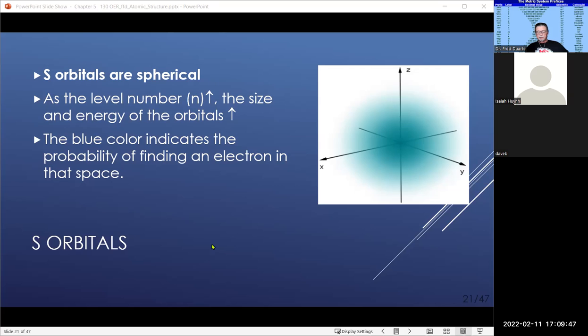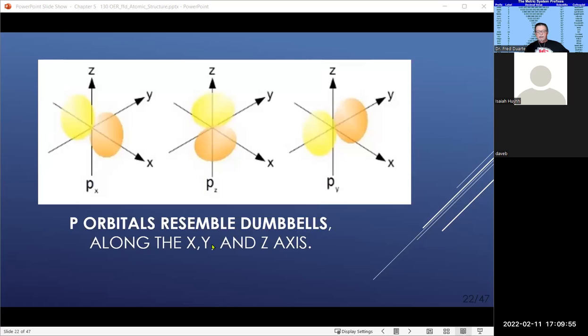Okay, so the S orbitals are round, so you can see here why you probably got the S lettering for it. They're spheres. The P orbitals are what are called dumbbell shaped. There are 3 of them here, in the X, Y, and Z positions. Those are the 3 orbitals.